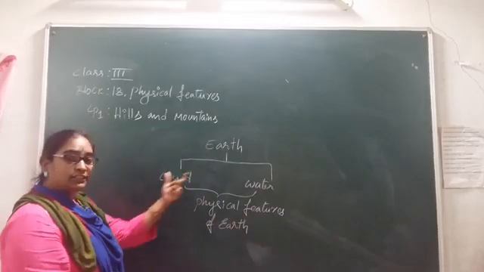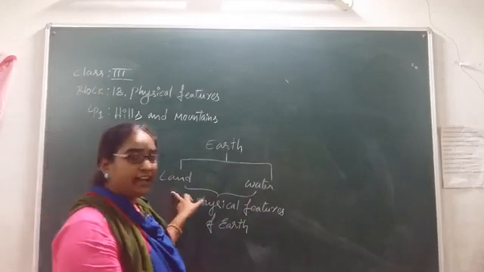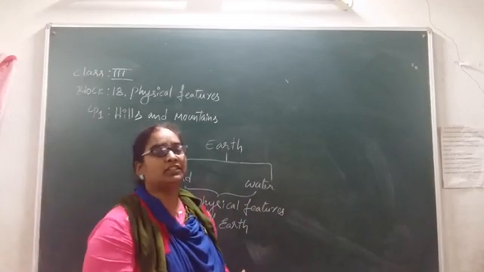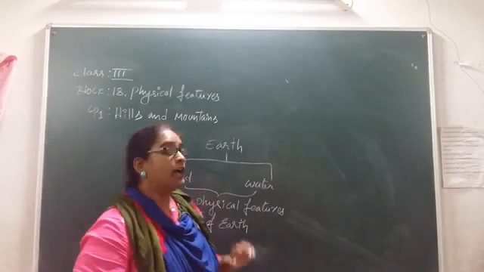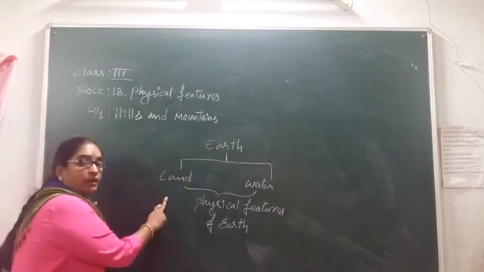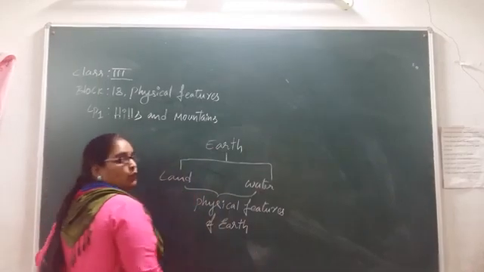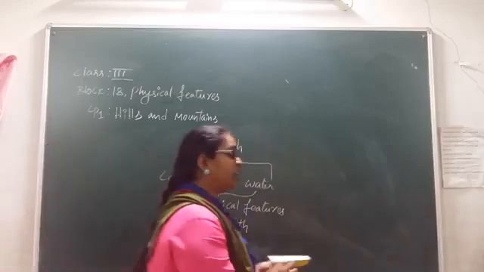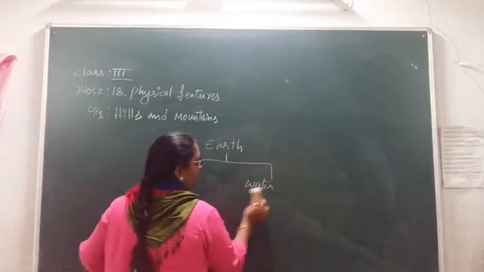Earth consists of two parts. One is land and another one is water. This land and water both make the physical features of the earth. But even in these two there are different types of lands and different types of water bodies. Let's see what the different types of physical features are.